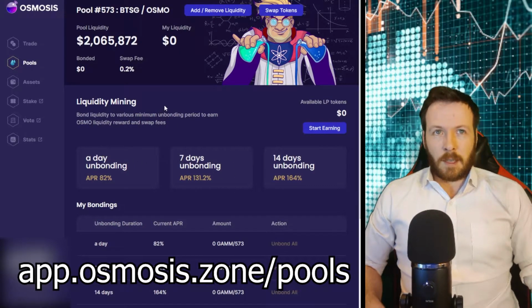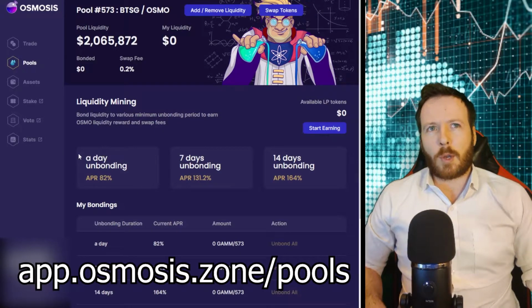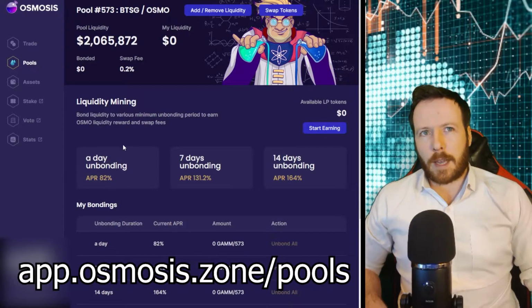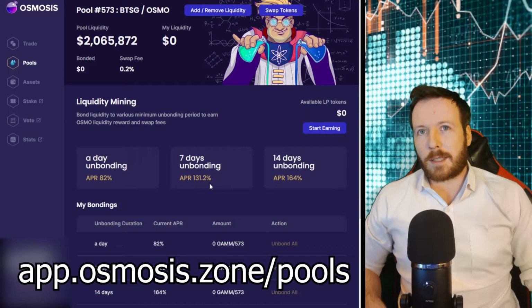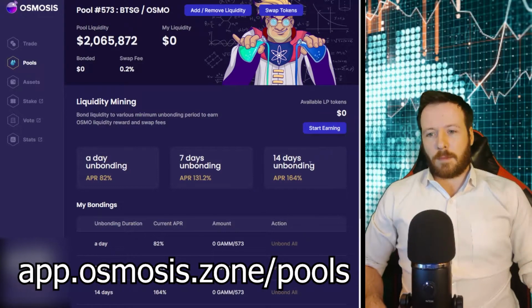Now, the rewards are massive for this liquidity pool. If you give it to the liquidity pool, but you want it to be flexible, which means if you want to take out in one day, you can, it would be 82% return on your investment in a year. However, if you're comfortable and willing to take your time and you put it in a 14 days unbonding pool, so when you click unbond and you want to take your money away, it will take 14 days, the APR is double. This is huge.